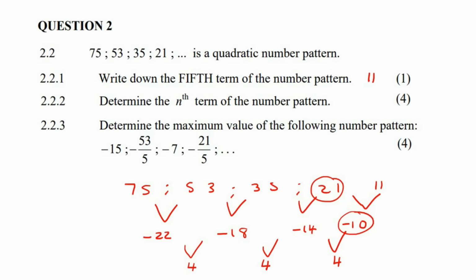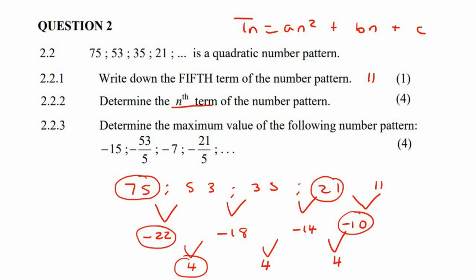Now here it says determine the nth term. We know a quadratic is Tn equals an squared plus bn plus c. There are different ways of doing this, but the way that I use is I circle these first 3 numbers over here, and then we have formulas: 2a, 3a plus b, and a plus b plus c. Those are the 3 formulas that we use. So we start at the bottom.